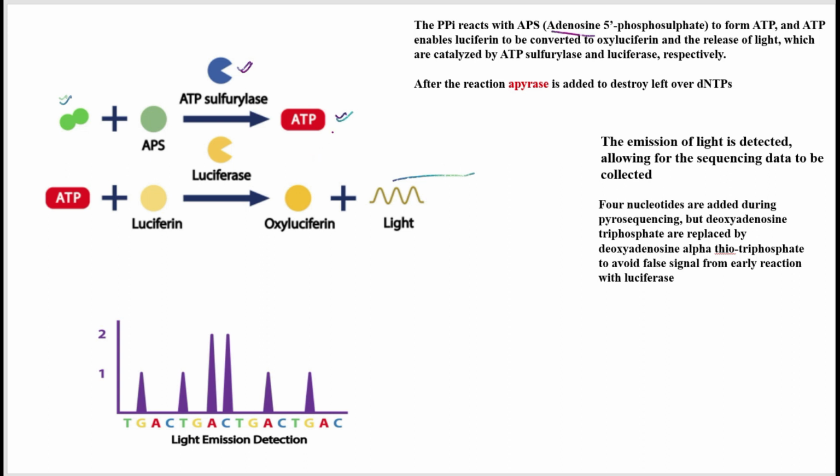This ATP, in presence of one substrate, that is luciferin, and in presence of the enzyme luciferase, will be converted into oxyluciferin and light. So the ATP which was present will be converted into oxyluciferin in presence of the enzyme luciferase, and it will produce light. When this light is produced, it will be detected by the detector. According to the intensity of the light, we can say how many nucleotides are being incorporated, one after the other.